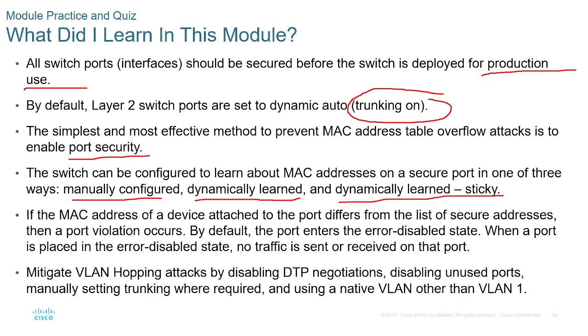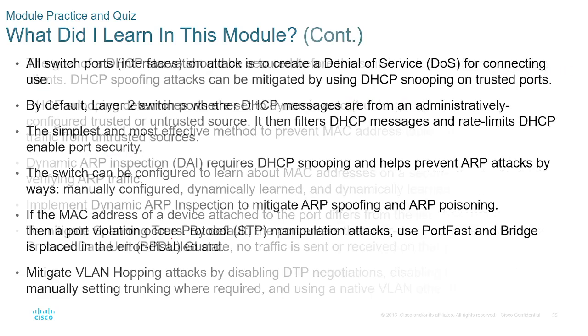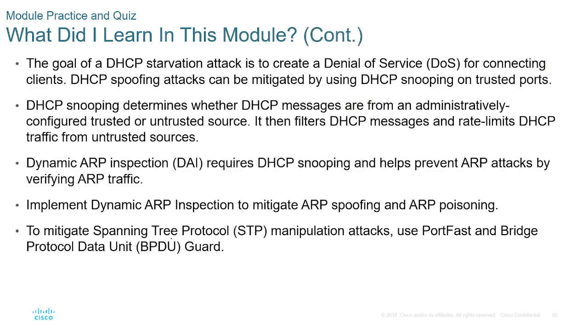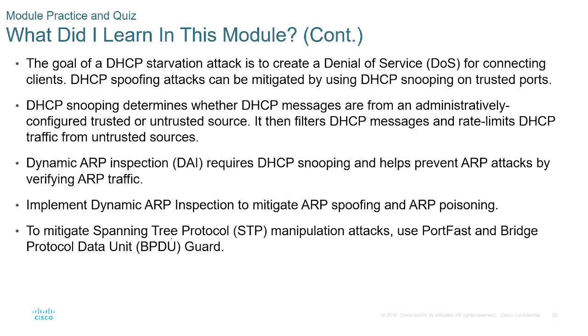So if the MAC address of the device attached to the port differs from the list of secure addresses, merong violation na nag-occur. So pwede natin palitan, it's either shutdown, yung kanina na example natin. So by default naka-shutdown yung violation mode. So we also talk about the goal of DHCP starvation. This attack is to create a denial of service for connecting clients dun sa spoofing attack natin. And then yung DHCP snooping determines whether DHCP messages are from administratively configured trusted or untrusted sources.